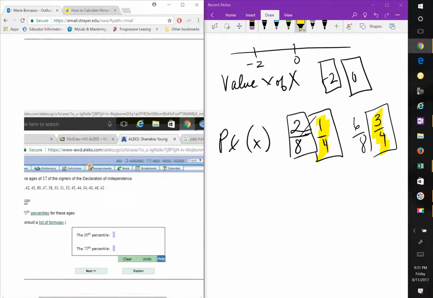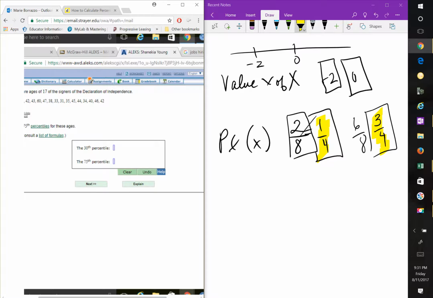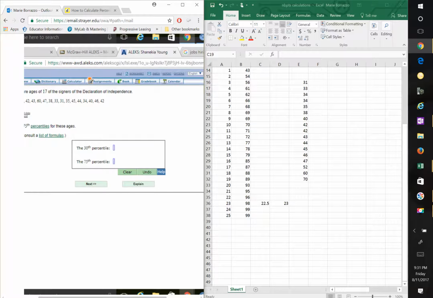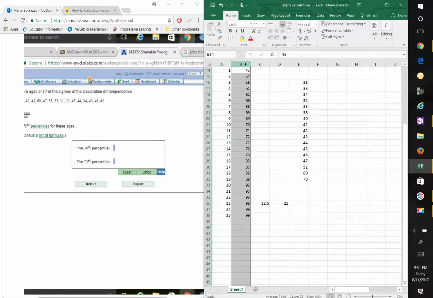The second question has to do with percentiles, and I urge you to use Excel for that. So what I did here was I created a separate data set to explain this to you one way, and then we'll talk about this during the tutoring session as well. But these numbers in column A are simply a count. I have 25 numbers. These are the 25 numbers here.